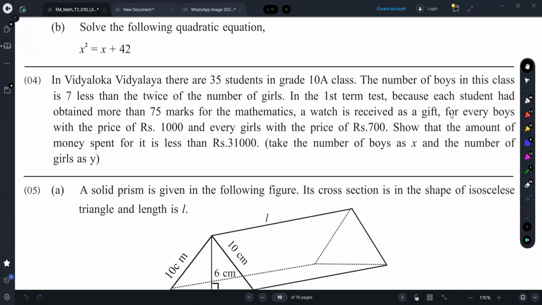Take the number of boys as X and number of girls as Y. Number of boys as X. The number of boys in the class is 7 less than twice the number of girls. Number of girls is Y. Then X equals 2Y minus 7.